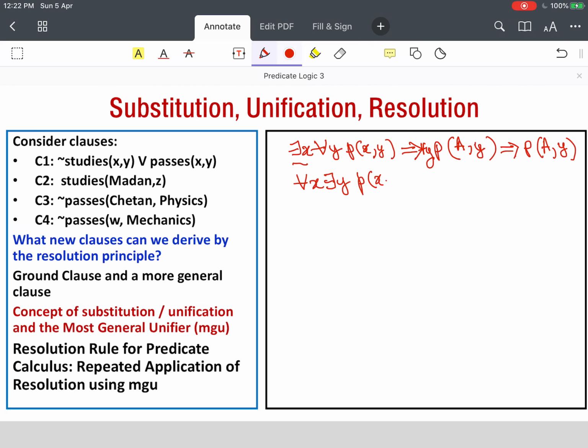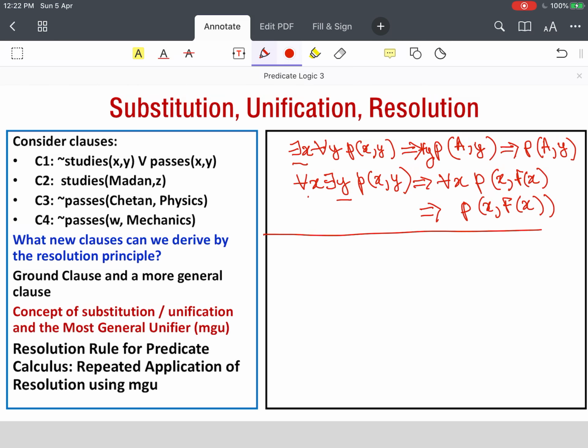On the other hand, if it is a for all x there exists y p(x,y), it means that this y is dependent on this x. So this gets converted to for all x p of x, some new function f(x), which in turn gets converted to p(x, f(x)). So this is how we apply the Skolemization rule. So this is called the Skolem function.